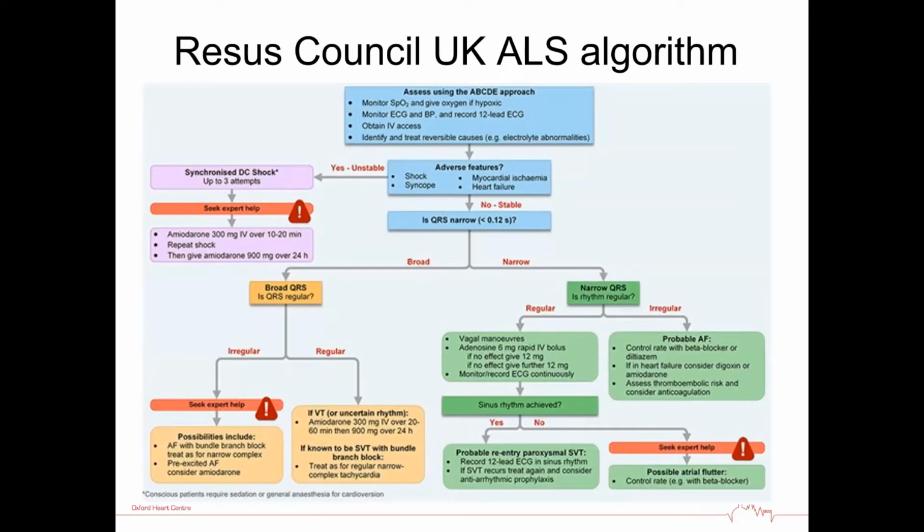Just to show you the ALS algorithms of tachyarrhythmias, the adverse features are again the same. If any of these adverse features are present, you proceed to a synchronized DC shock. In your own trust, so when you do your first shift, I would ask you to familiarize yourself with the defibrillator in your trust so that you know how it works and whether or not the energies ramp up automatically or whether or not you need to manually adjust. And if you do need to manually adjust, 150, 200, 360 joules would be a reasonable approach to use.